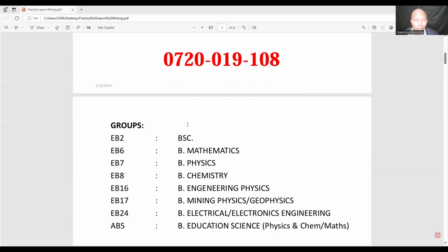This is meant for these groups: EB2, EB6, EB7, and maybe EB8, EB16, EB17, EB24, and EB5, which are the education students who are doing physics in combination with any other subject like chemistry or maths.